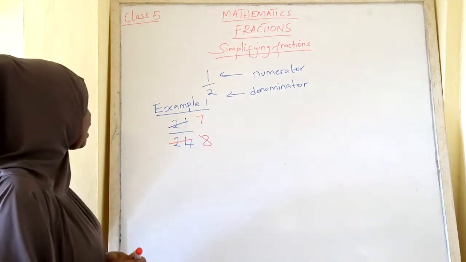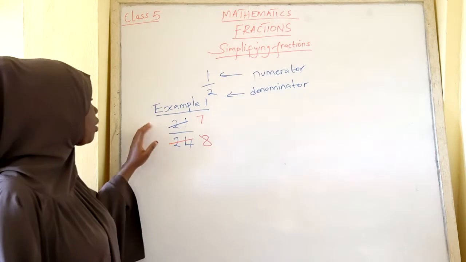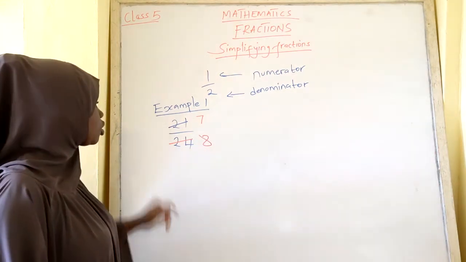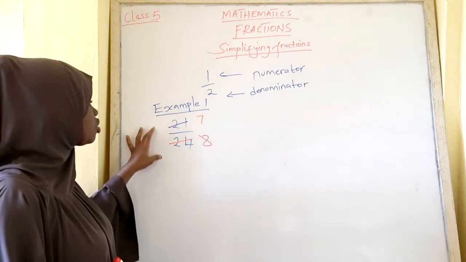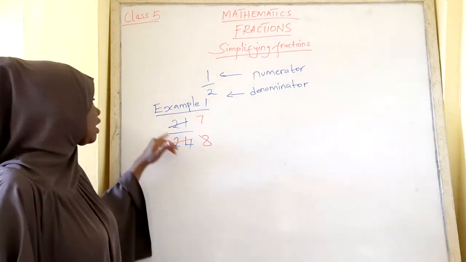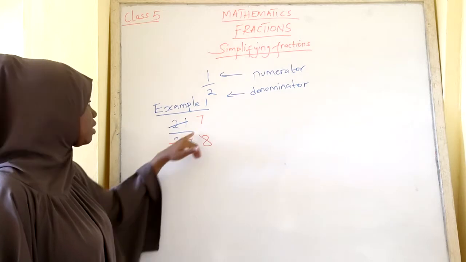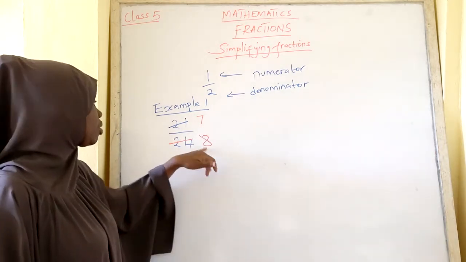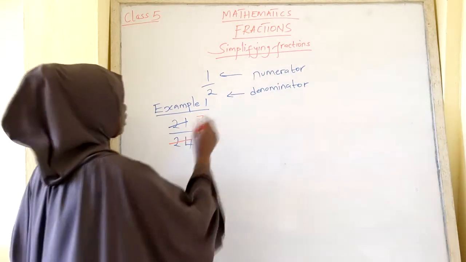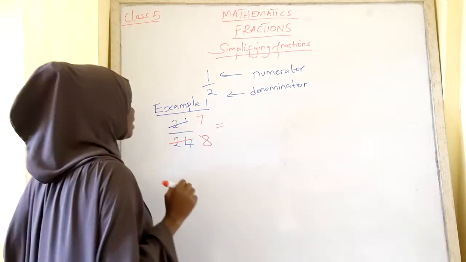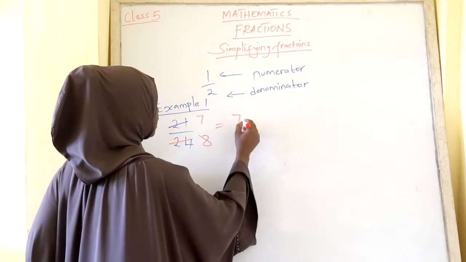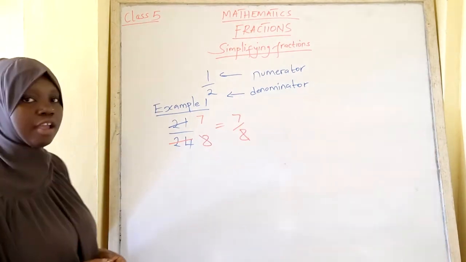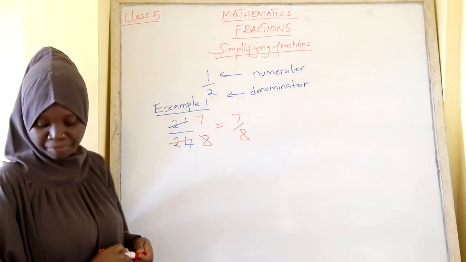So as I have said, you look for the common divisor for the top number and the bottom number. So the common divisor between these two numbers is 3. That is, if you divide 21 by 3, you get 7. And if you divide 24 by 3, you get 8. So this fraction in its simple form, it will be 7 out of 8. I hope that is clear.